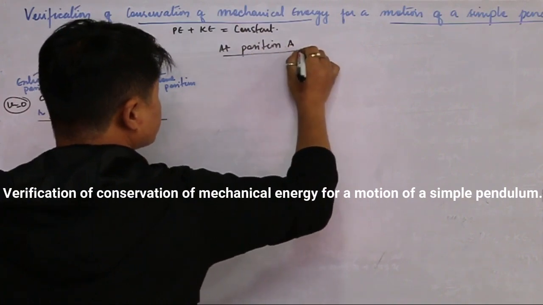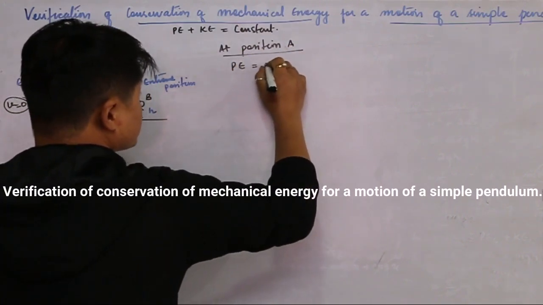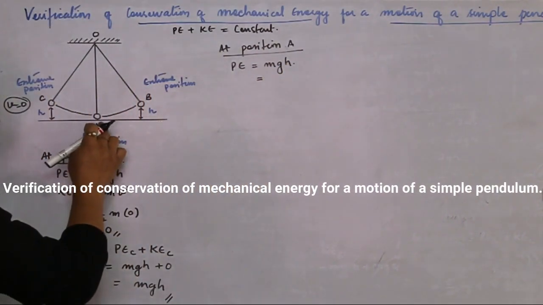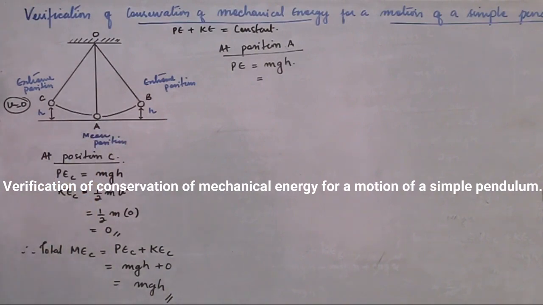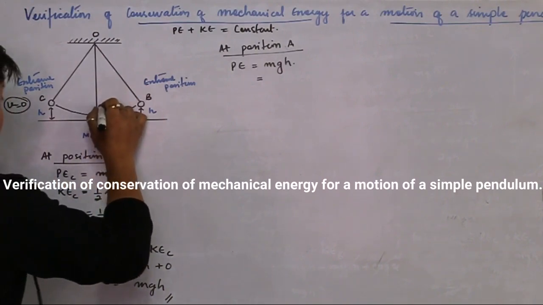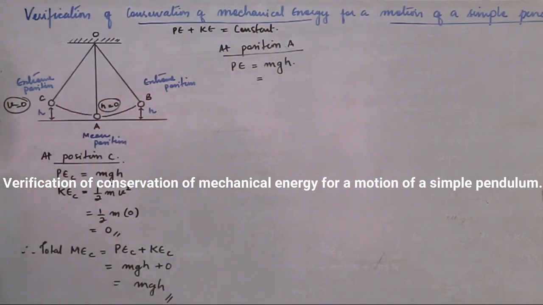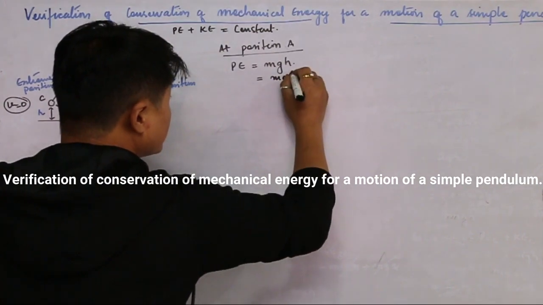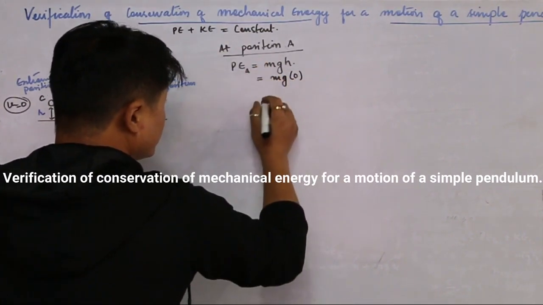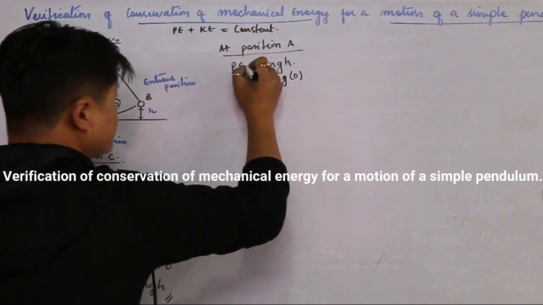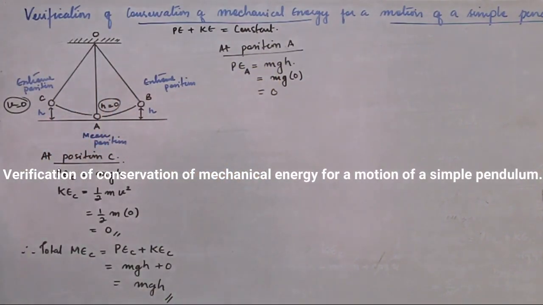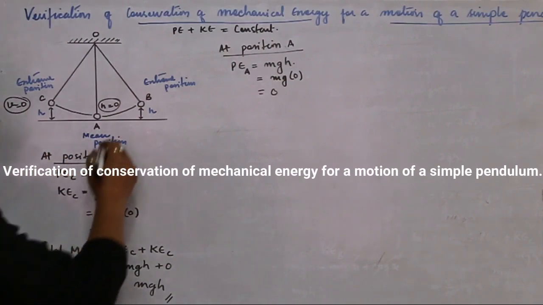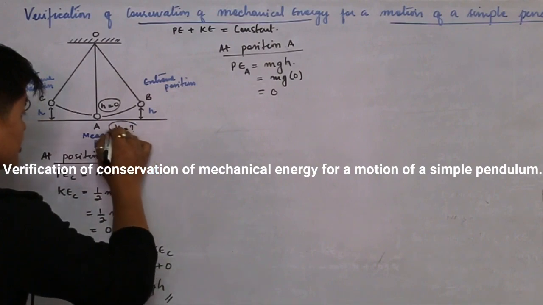And at position A, potential energy is equal to mgh. Here, at position A, the bob is just above the ground, before touching the ground. Here h will be 0. At this position h will be 0. When h is 0, the potential energy at A will be 0. And if we have to find the kinetic energy, we have to find the velocity first.